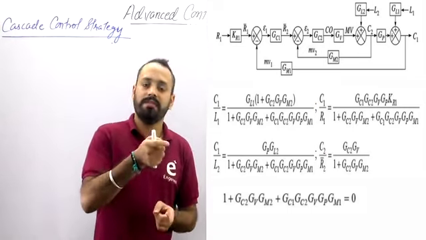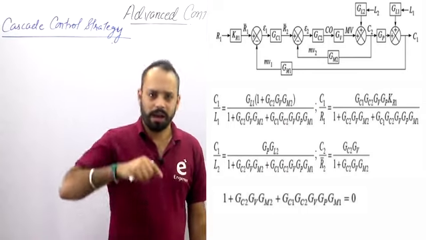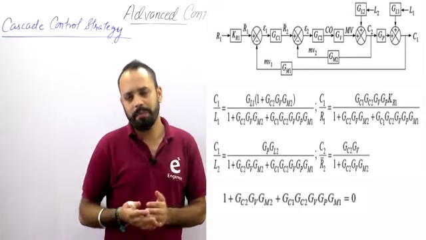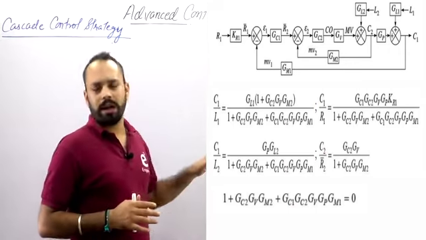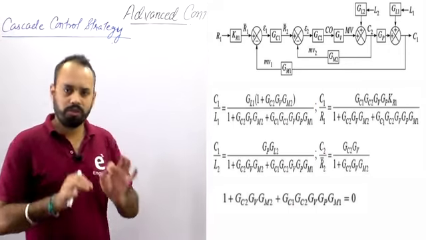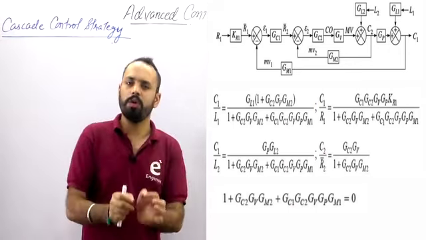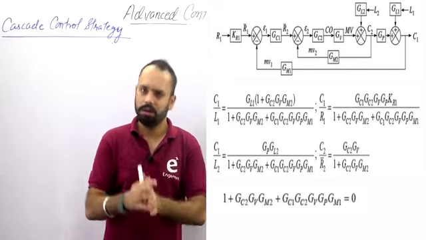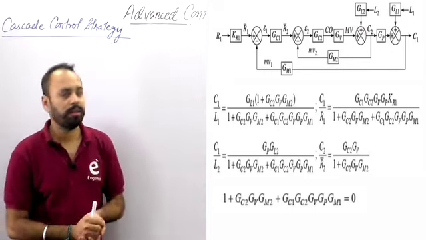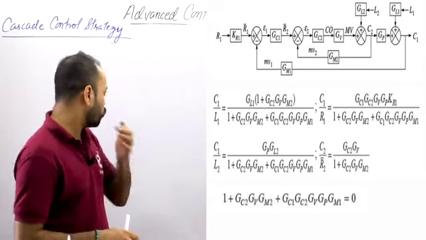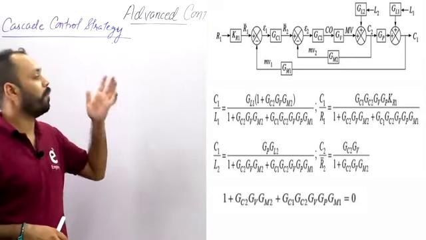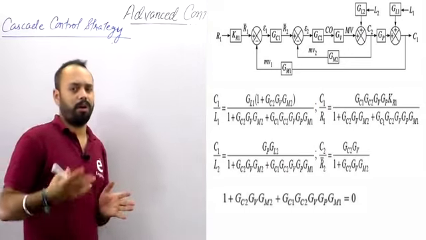I told you that while tuning, we have to first tune the secondary controller, the slave controller, and according to that we have to tune the primary controller. While solving the block diagram also, you have to first solve the inner loop and then solve the outer loop. And the solution of the block diagram is exactly the same. I am also showing the solution here. The solution is completely the same as a normal standard feedback.